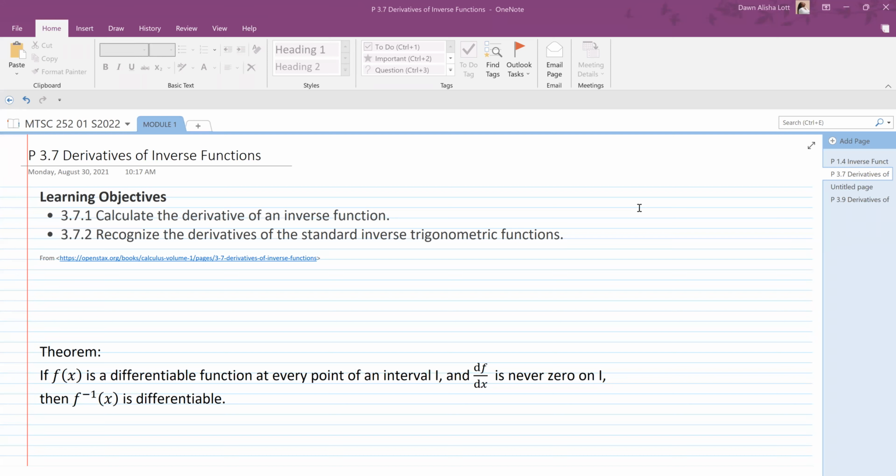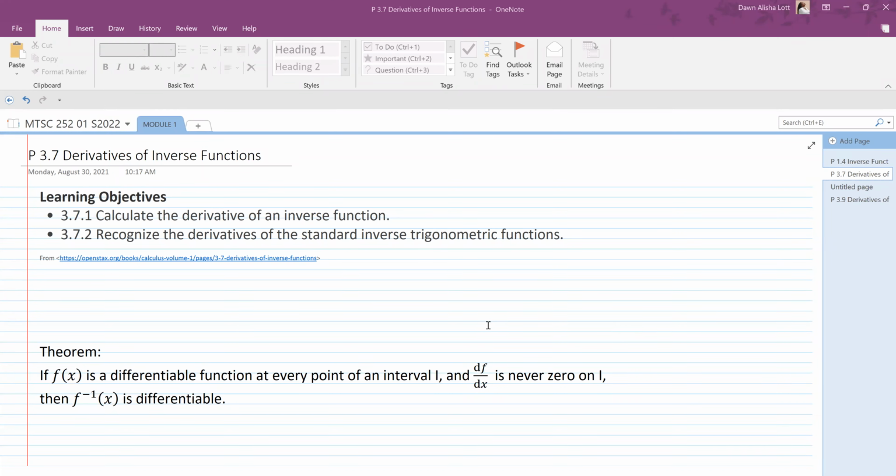Okay, so last time you learned about what inverse functions were. And I thank Dr. Yanan Su for being able to provide that information to you. Today, we want to learn how to calculate the derivative of an inverse function and find the derivative of our inverse trig function. So you learned about those in the last lecture as well.